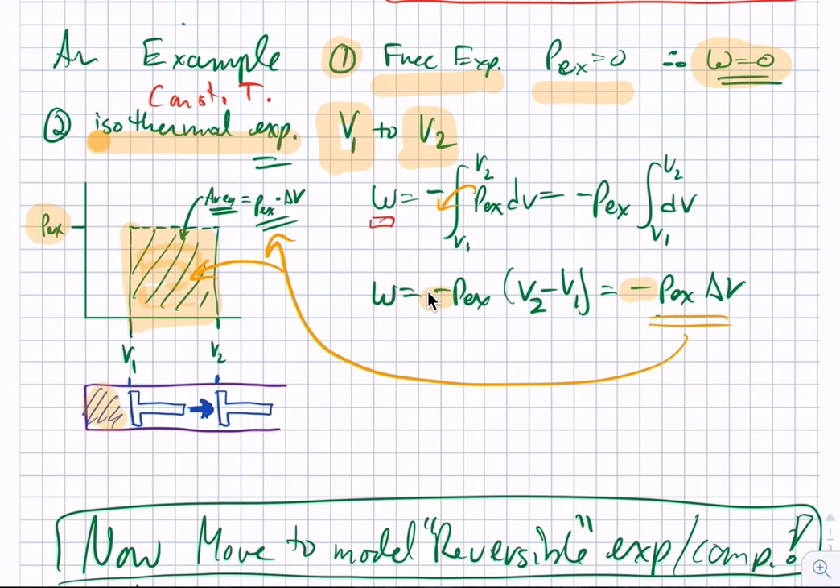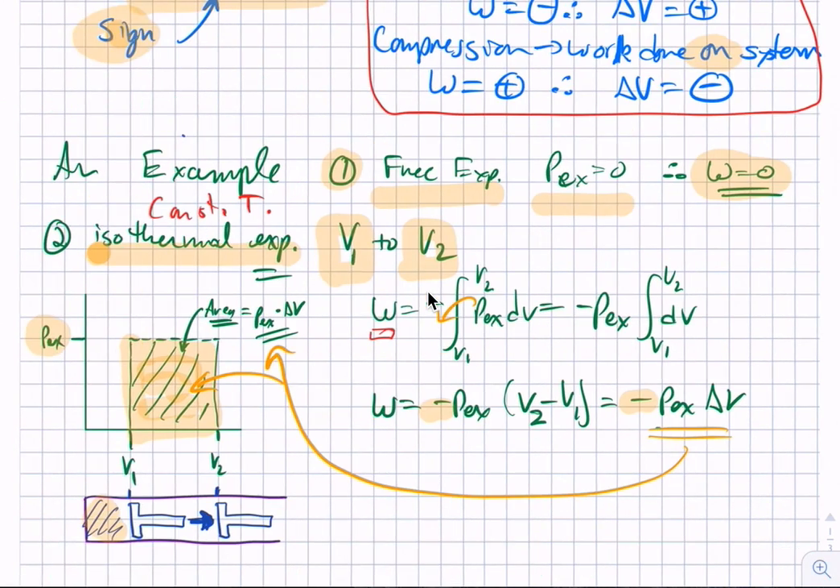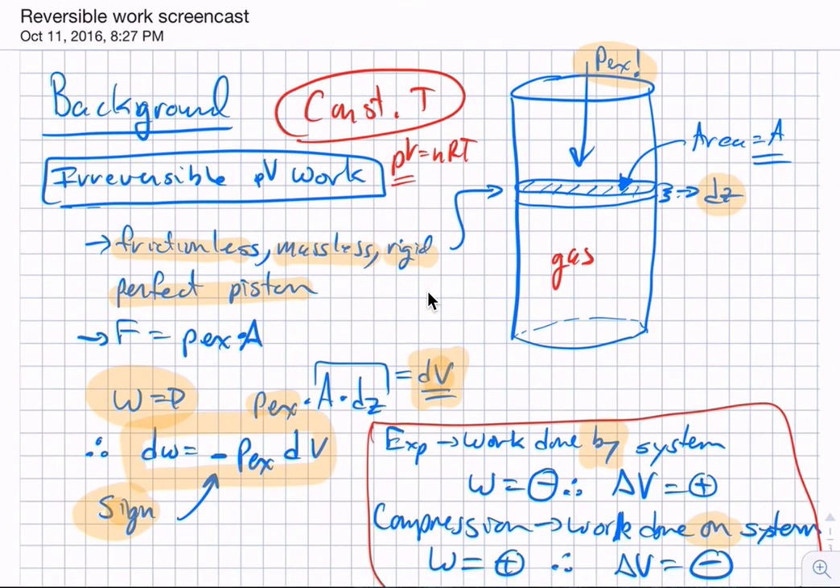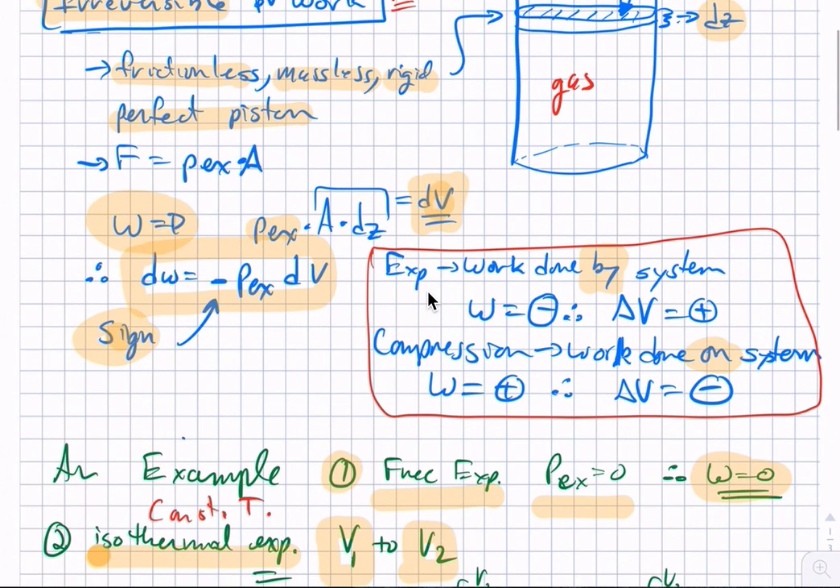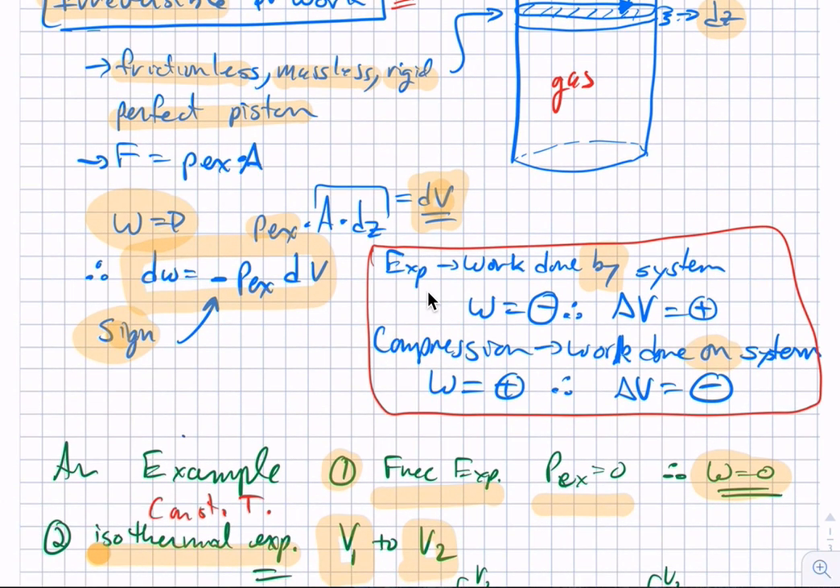So let's put this together with a new concept. Everything I've described so far is what's called irreversible work, meaning that's the least work we could get out of the system, essentially moving the piston fairly quickly so that the system is never really in equilibrium.